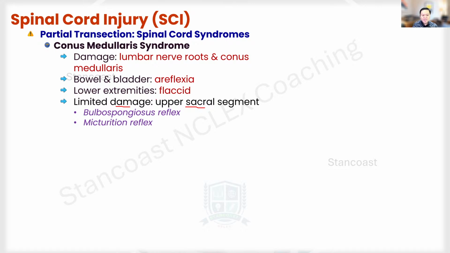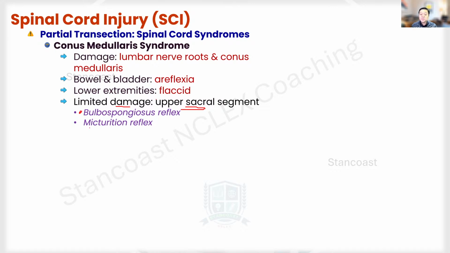There's going to be some kind of reflex that will still be retained around this time, which is basically that the patient can still maintain some penile erection. That's because it is retained, especially if the damage is only in the upper sacral segment.